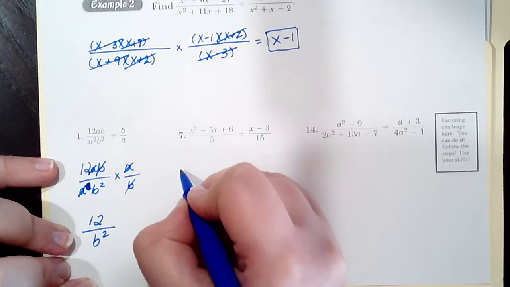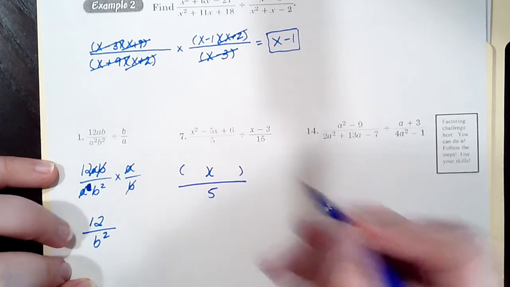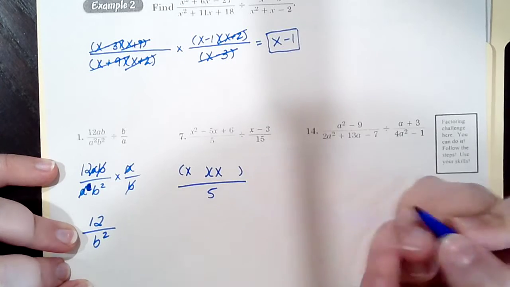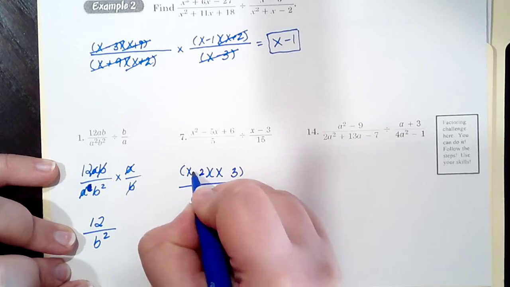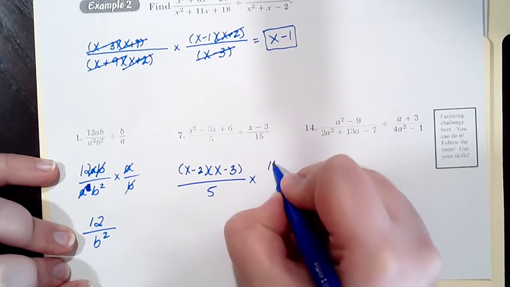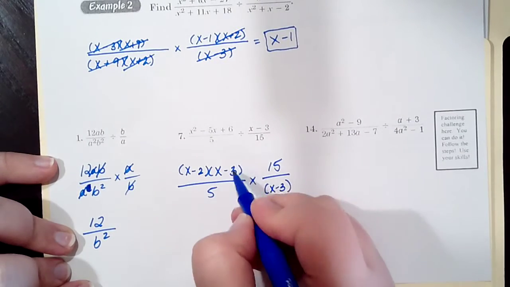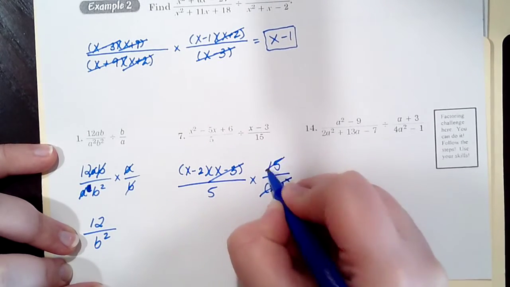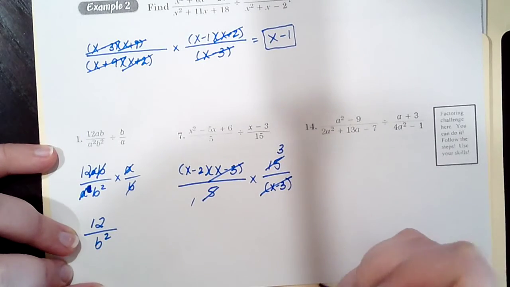Next one, keep the first, but I'm going to factor it. Leave that bottom part alone. X, all right, 6 would be 3 and 2 or 5 and 1. But the only way to get a negative 5 would be with the 3 and the 2, where both are negative, to multiply to that positive 6. Change the sign, and then flip the second fraction, x minus 3. I've got that on top and bottom. I'm going to cross reduce those to 1. 15 divided by 5 cross reduces to 3 over 1. And I can't simplify anything else.